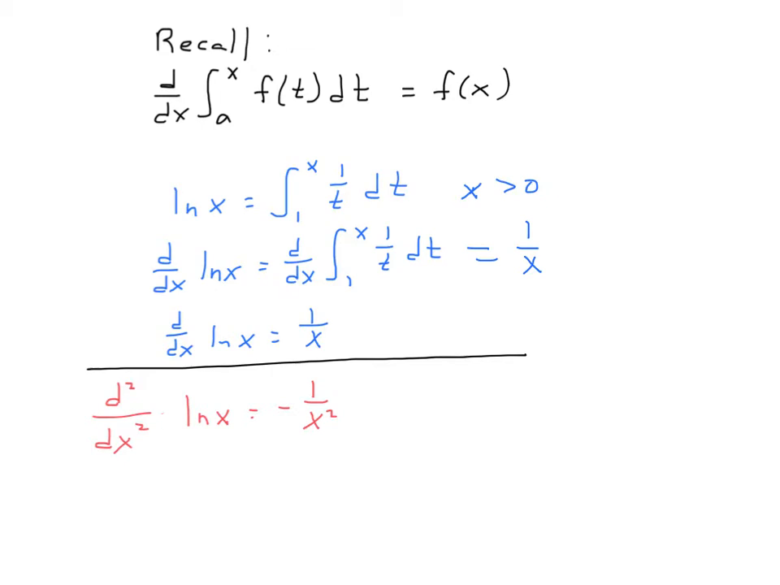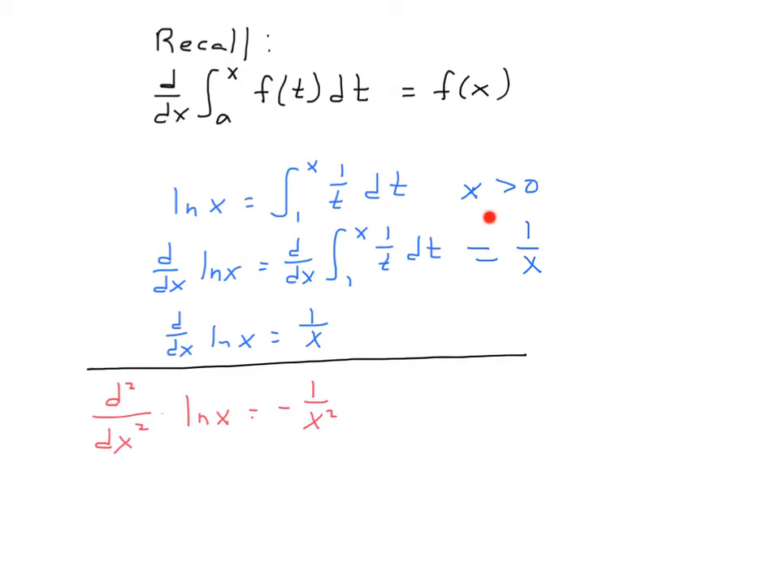We can also take the second derivative then. The second derivative of the natural log of x would just be the derivative of this. And so we know the second derivative of the natural log of x comes out to be negative 1 over x squared.